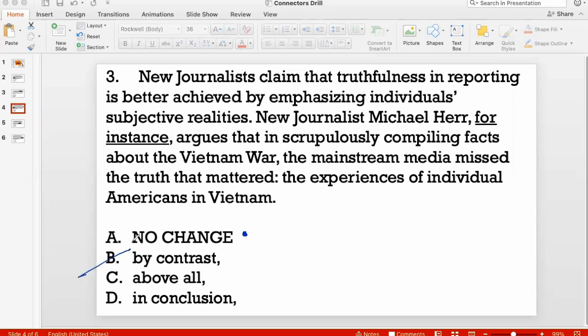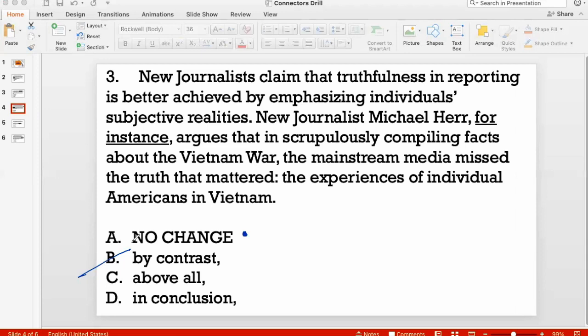"Above all" is sort of a concluding connector, right? So, this happened, that happened, something else happened. But above all, this was what we learned, right? So there was a session on data transfer, there was a session on something else. But above all, it was a productive session where we learned something about computers, right? So it's kind of a concluding connector.